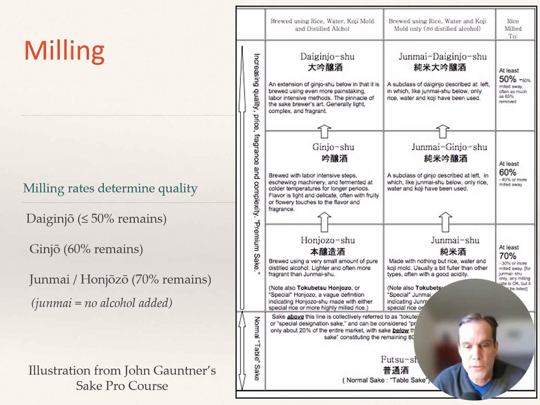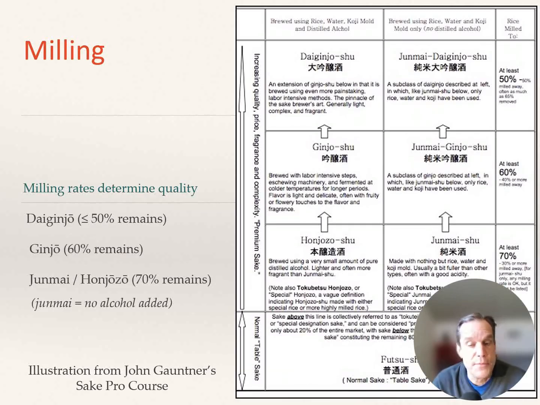So looking at the premium types of sake, the daiginjo and the ginjo, we can see that with the daiginjo, 50% of the rice remains after milling. With ginjo, it's 60%. With your table sake or your regular sake, junmai, honjozo, then it's at 70%, if it doesn't have any kind of distinction, if it's just regular junmai or regular honjozo. Honjozo, again, means that there's alcohol that's been added.